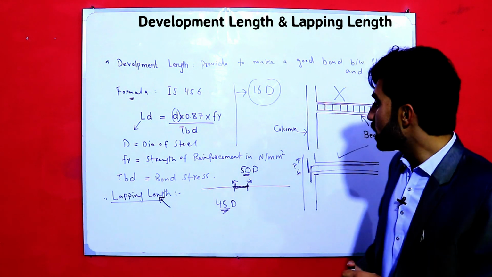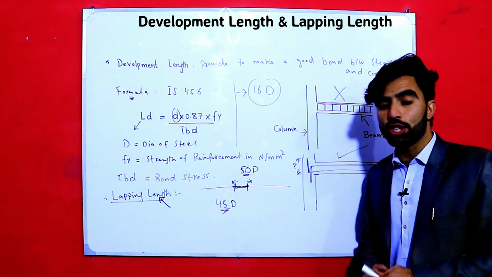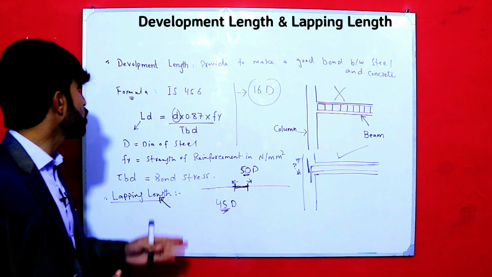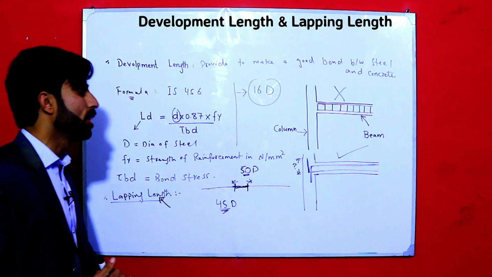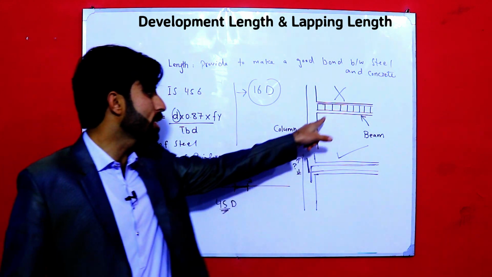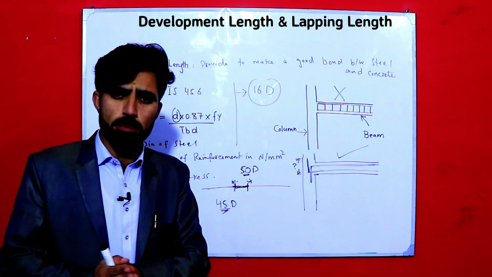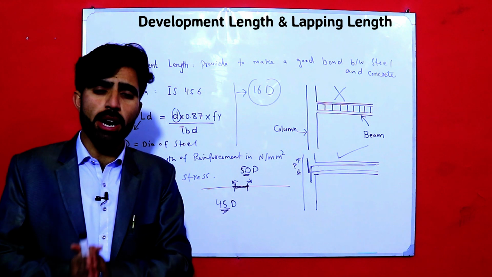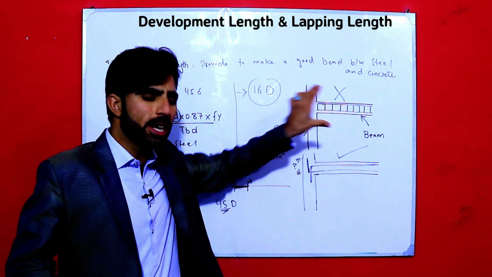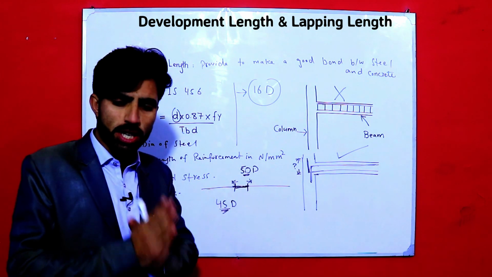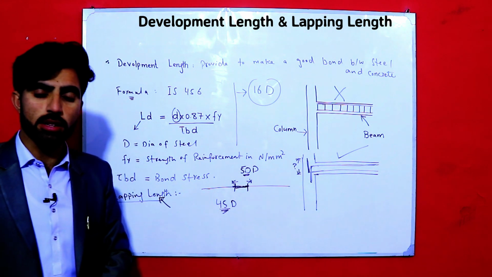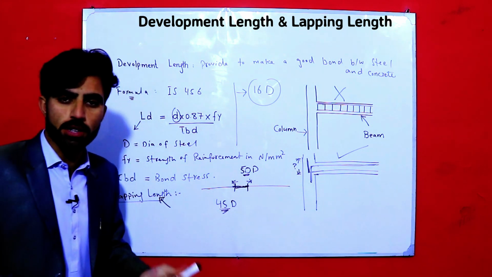Okay. So guys, these are some helpful information which I've discussed in front of you. If you have any question about this topic, especially for development length and lapping length, but I will tell you guys, development length should be provided. If you don't provide it like this, the steel bar will slip, so it can't make a good bond between concrete and column. So therefore, these are some helpful information which I have discussed in front of you.